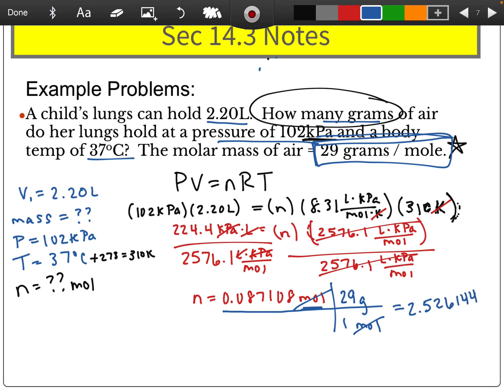2.526144, and so on. And then for sig figs, we have 3 sig figs throughout. So we're gonna end up with 2.53 grams. So sometimes you do have to do this extra step, not often, but it's kind of a challenge, merging the information that we used last unit to this unit.